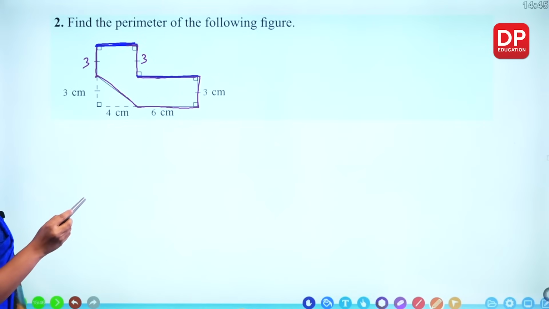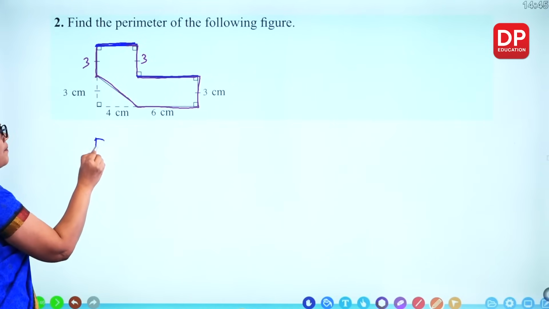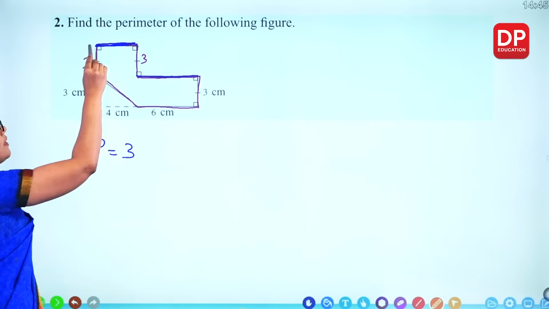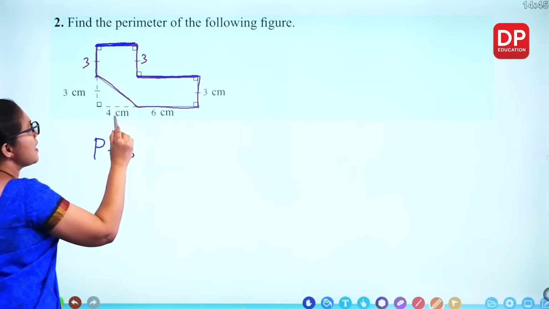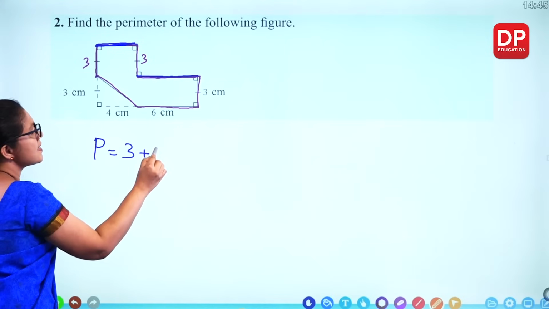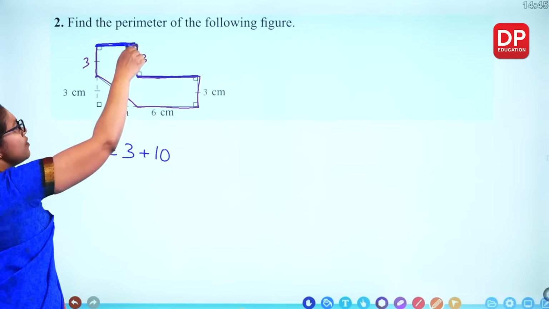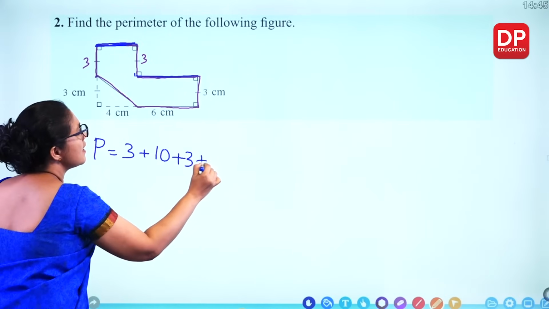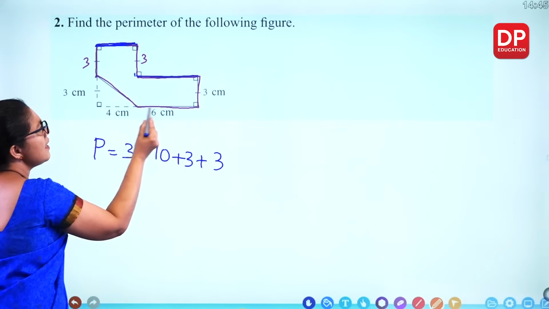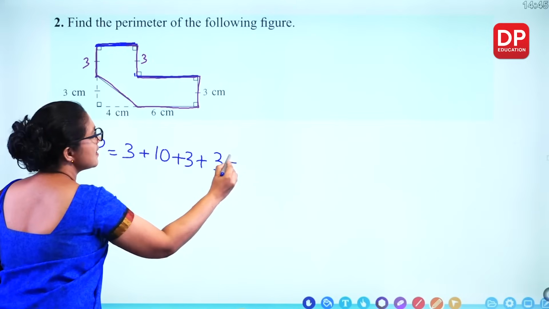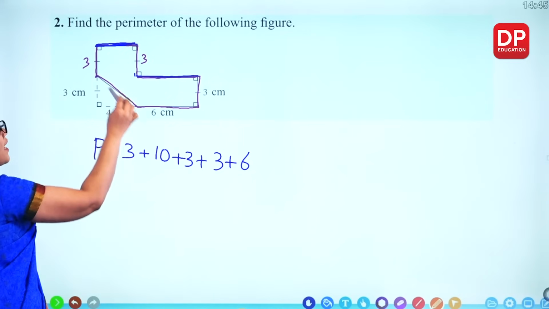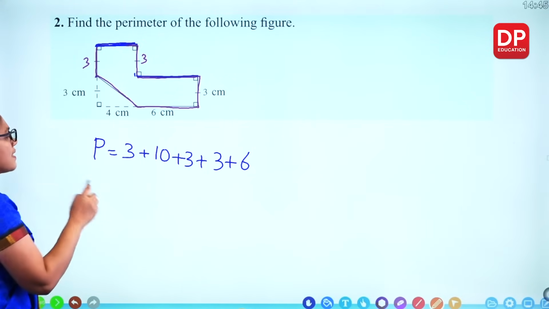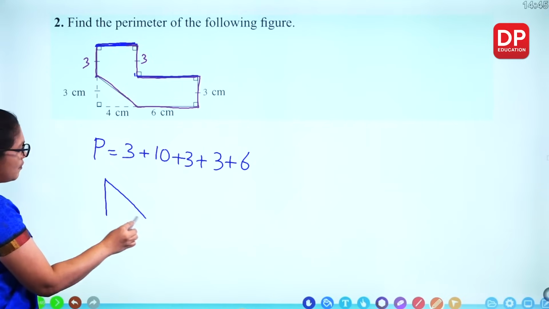So here I'll start from here. So you get 3 here. Then this and this becomes 4 plus 6, that's 10. And here you get 3, another 3, and then here you get 6, and you need to find out this distance. Now, how can we find out this distance? Look carefully at what is given.